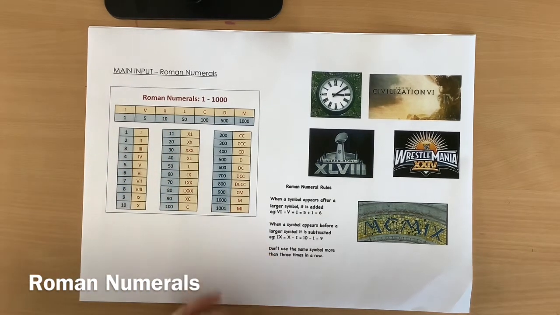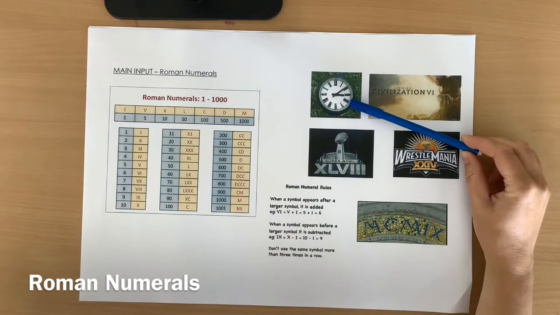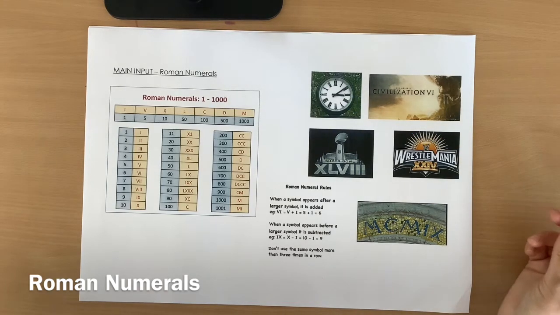Okay, this is an interesting one. They didn't tend to use the same symbol more than 3 times in a row, except in a clock. Now, for some reason, and maybe you could do a bit of research and find out, when we have a Roman numeral with a clock face, we tend to have 4 written as IIII instead of IV. Maybe there's a reason. You could find out and let me know.